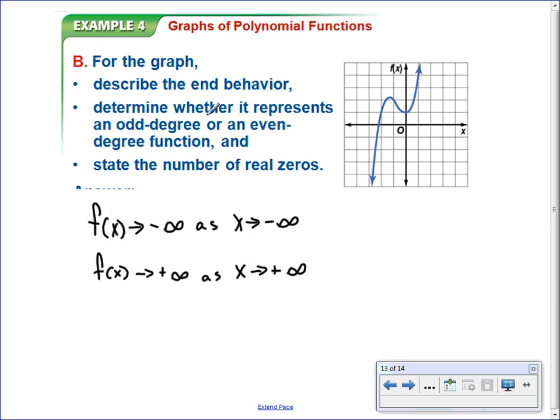Okay, next, determine whether it's even or odd. This one would be an odd degree because it starts low and ends high. That's odd. And last but not least, state the number of real zeros. This crosses one place, so it has one real zero.